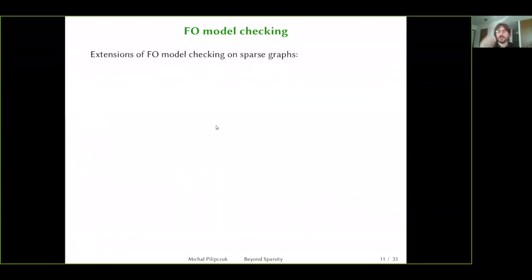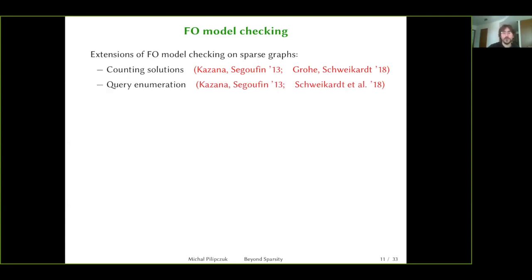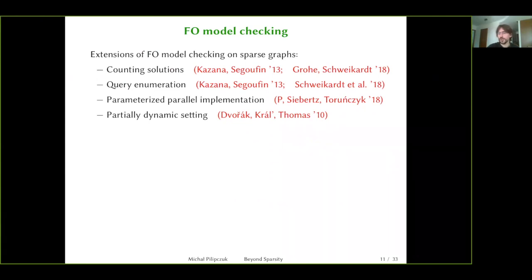Okay, so for FO model checking on sparse graphs, we have by now a very robust understanding of this algorithm, and it can be extended to several other variants of the problem. For example, you can count the number of solutions. You can do query enumeration, so you can list all the solutions to some FO definable problem. You can implement this, at least on bounded expansion classes, in low circuit complexity. You can do a partial dynamic setting, which gives you a data structure that can tell you whether a sentence is true or not under dynamic modification of the structure of the graph. All of this is very satisfying and gives us a very robust understanding of FO model checking.